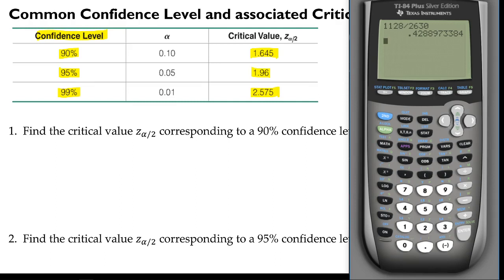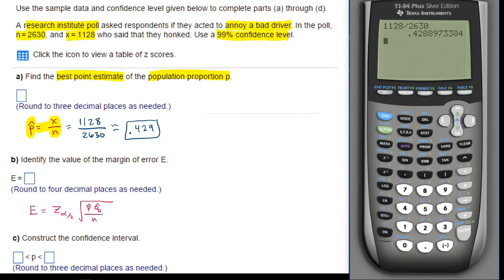Now, when it comes to the critical z values, meaning if it's a z distribution, then these will never change for these confidence levels. So for a 90% confidence level, the critical z value would always be 1.645 and so on. Okay, so in this case, with the problem that we're dealing with, the confidence level is 99%, so the critical value is 2.575. So we're just going to plug it in.